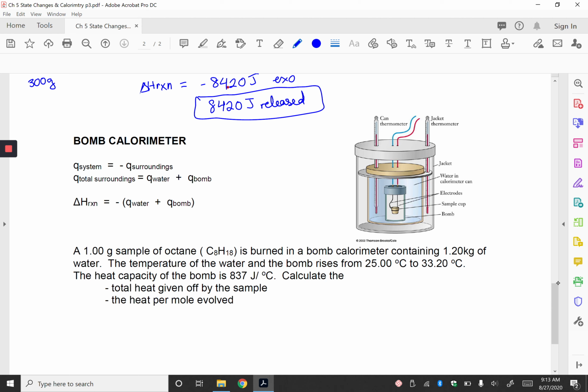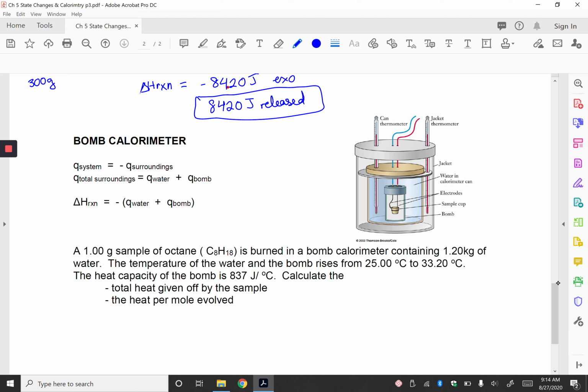So what happens is they have these electrodes, supply electricity, and they also have oxygen available, and so they burn the piece of apple. As the piece of apple burns, it gives off heat to the water, and it changes the temperature of the water. So I can do the same exact thing that I did before, except it's just in a different chamber.